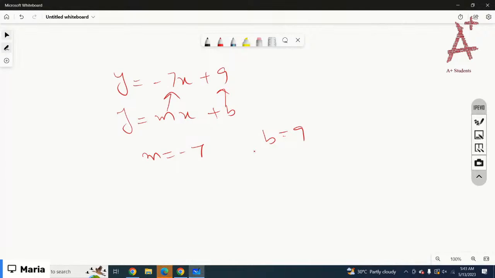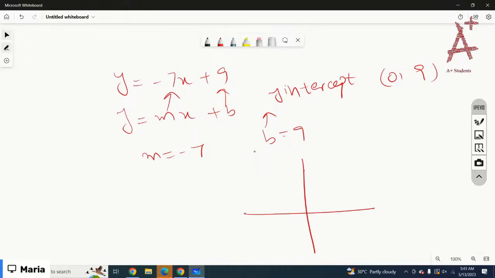So first of all, you have to look at the b. B is basically the y-intercept of the graph. Y-intercept means that is the point where the graph is touching the y-axis. Got it? So b equals 9, that is the y-intercept, and it would be x is 0 and y is 9. So you have to plot the point. Here you have x is 0 and y is 9, that is the y-intercept.